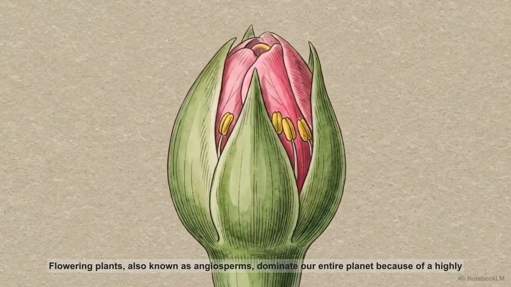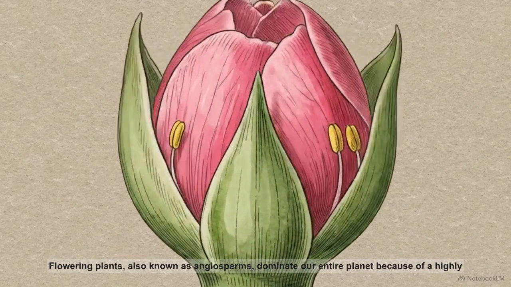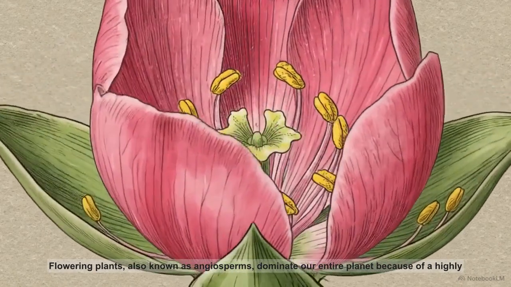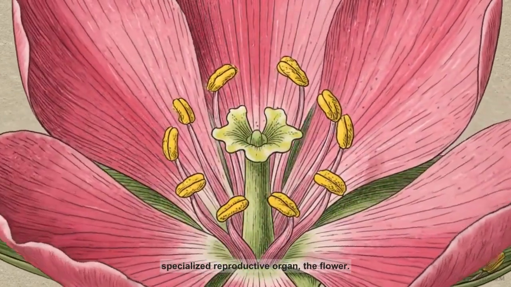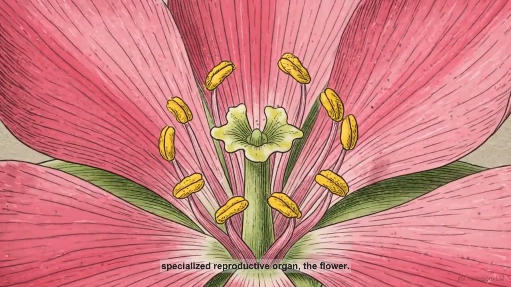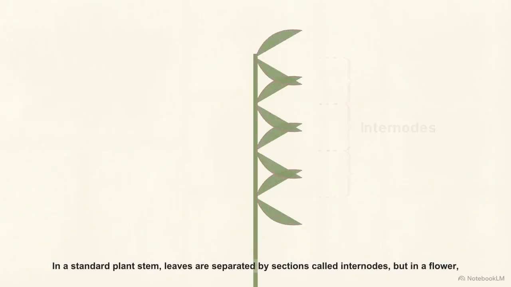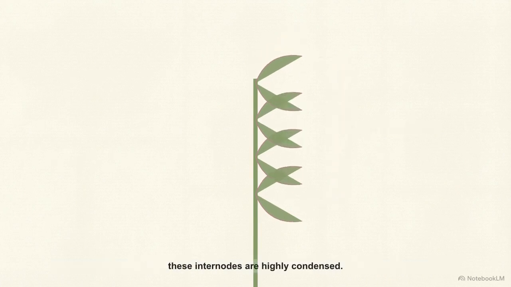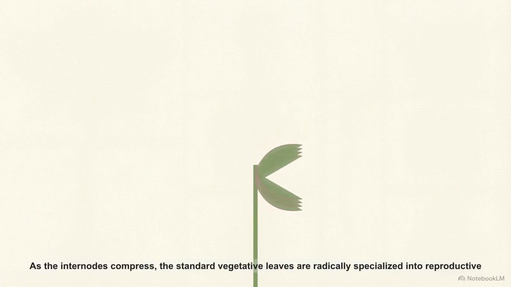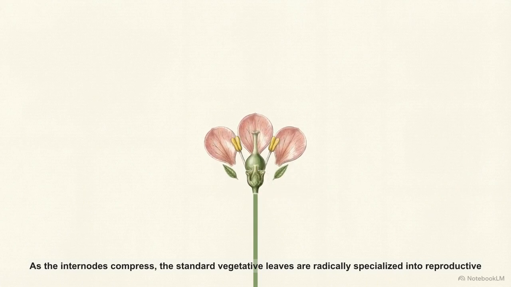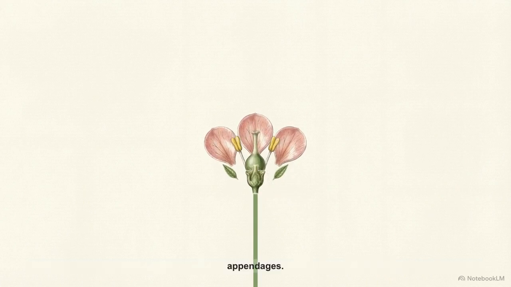Flowering plants, also known as angiosperms, dominate our entire planet because of a highly specialized reproductive organ, the flower. Morphologically, the flower is a modified shoot. In a standard plant stem, leaves are separated by sections called internodes, but in a flower, these internodes are highly condensed. As the internodes compress, the standard vegetative leaves are radically specialized into reproductive appendages.